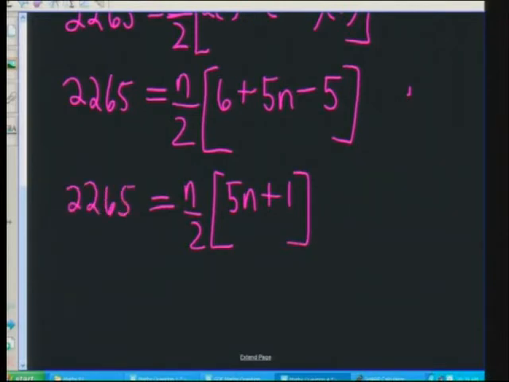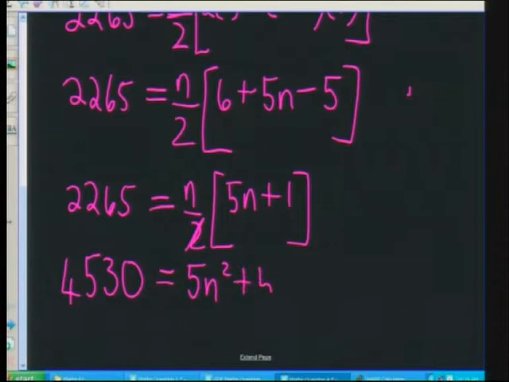Now, many people will be a little bit freaked out by that 2 in the denominator. So what I'm going to do is I'm just going to multiply through by 2. So I'm going to say 2,265 multiplied by 2, and that is 4,530 equal to, now this just becomes n. So n times 5n gives me 5n squared, and n times 1 gives me n.